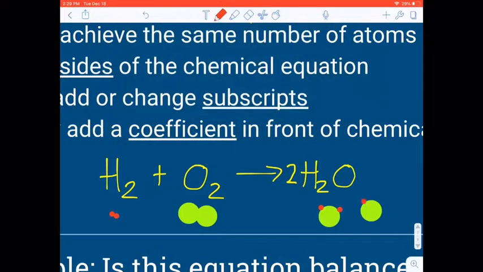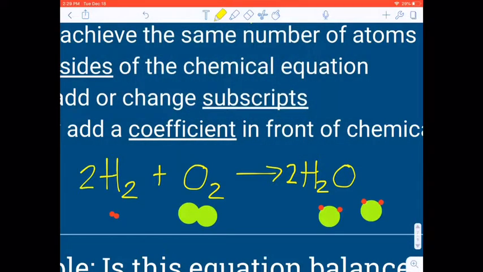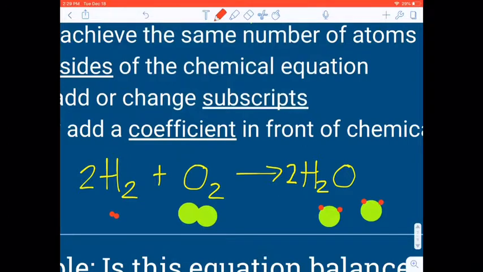Okay, so now our oxygens are balanced. We've got 2 of those green circles on either side. But our hydrogens are not balanced, so we need to make sure those are balanced now. If we throw a 2 in front of our H2, that's saying that there are 2 diatomic hydrogen molecules reacting.